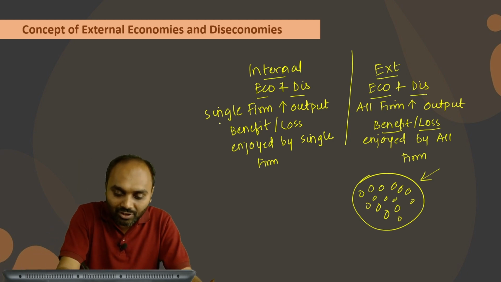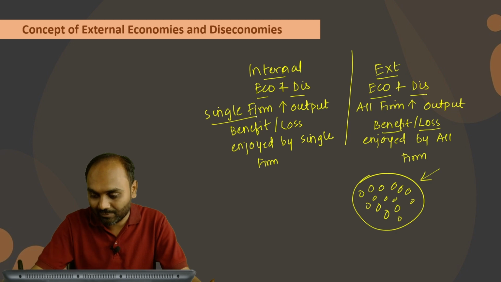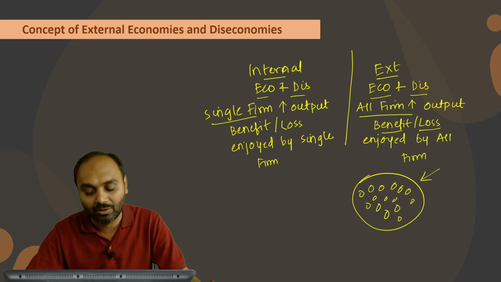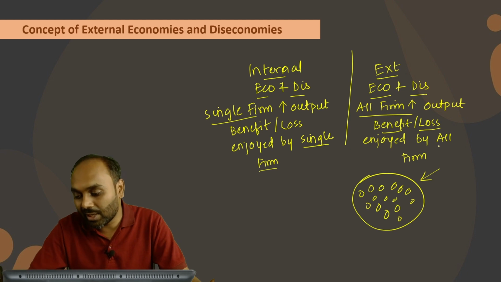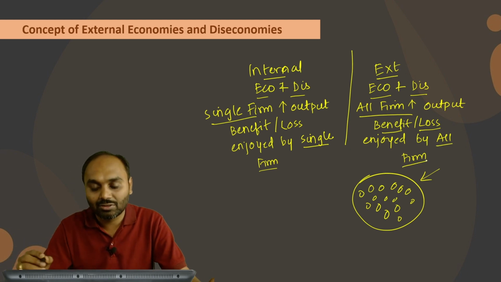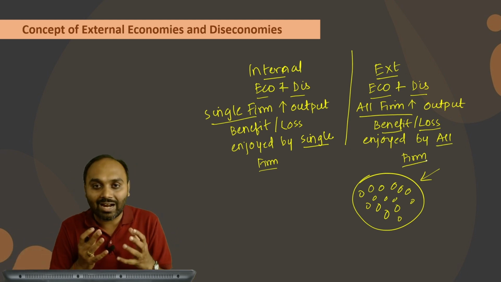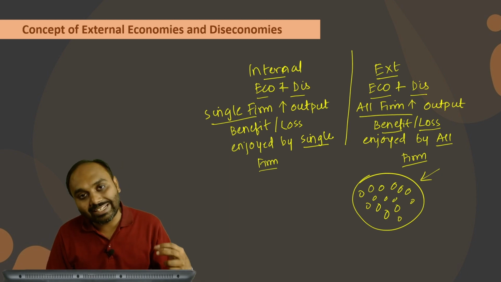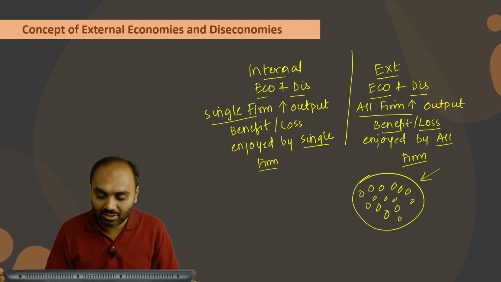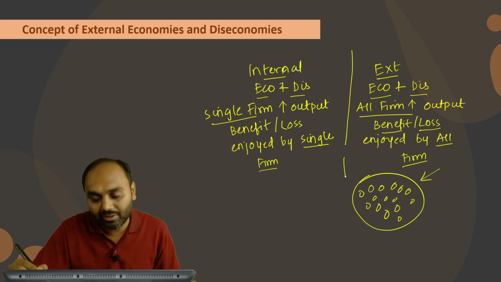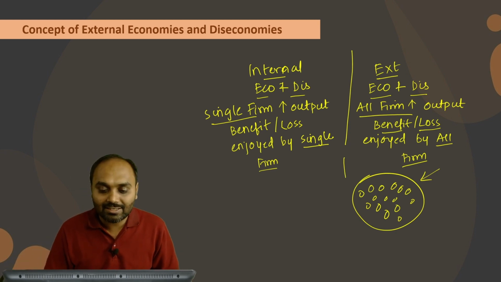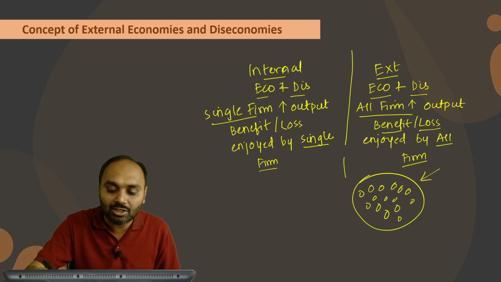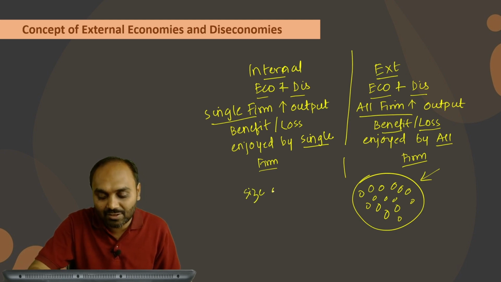So here what we are noticing, there is a single firm, and over here, all firms. Enjoyed by only a single firm, and over here enjoyed by all firms. So this is how you can get an idea which one will be an internal one or which one will be an external one. One more important point which might be an MCQ of your CA Foundation, that is internal economies and diseconomies occur because of size of output, size of business.